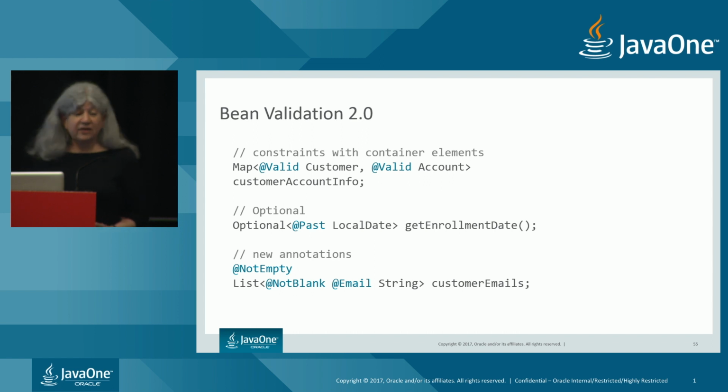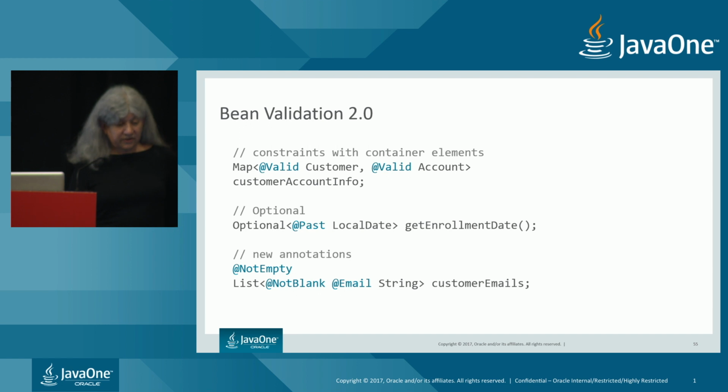Constraints within container elements, such as here, where you want a map of a valid customer and a valid account, or with optionals. The last example here illustrates the new annotations, the fact that your list should not be empty as the result of this, and that you want the customer emails to be non-blank strings that are configured appropriately as email addresses.